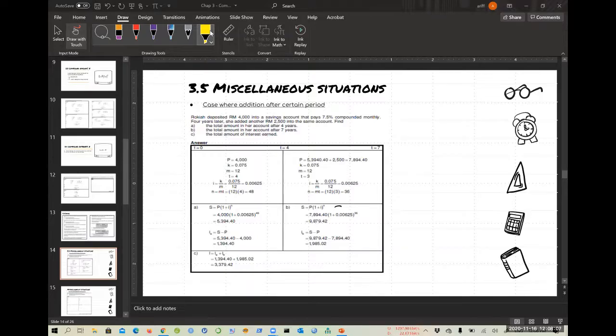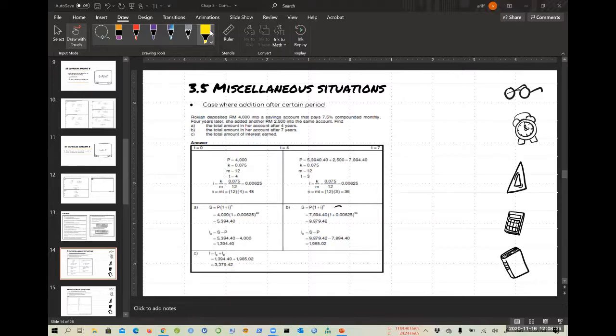So whenever you deal with this kind of situation in compound interest, if you have an additional value or a withdrawal from the same account, the calculation of interest will be based on whatever amount is left or that you have in that particular account.